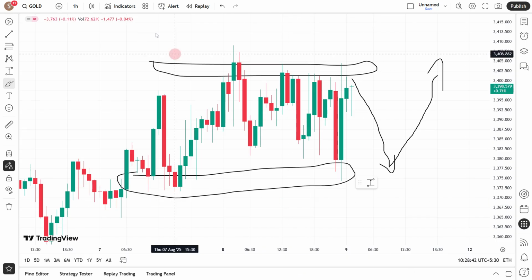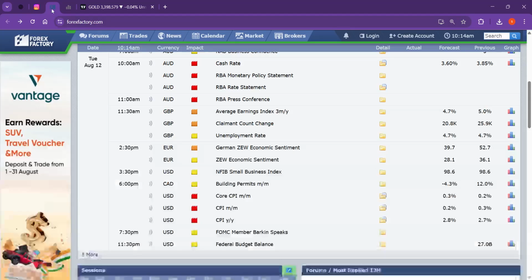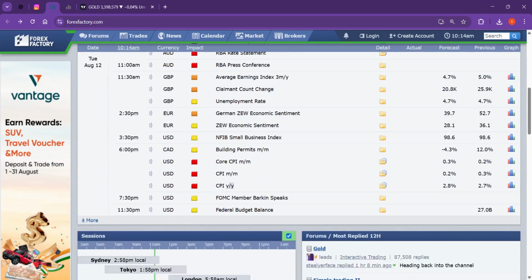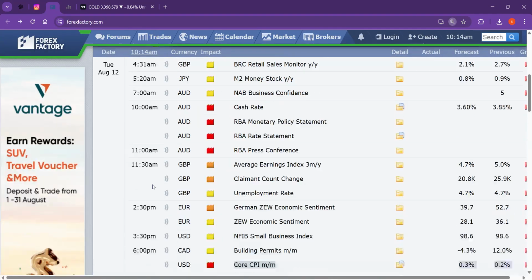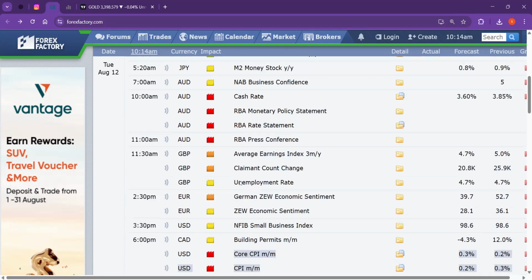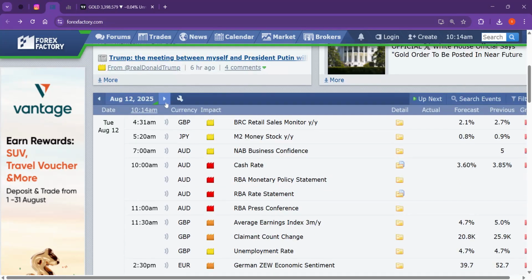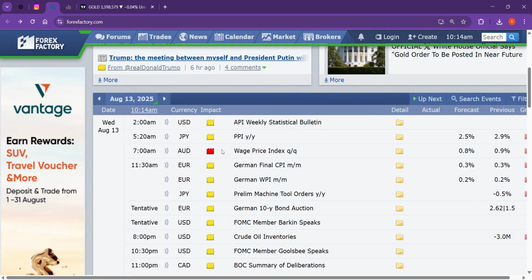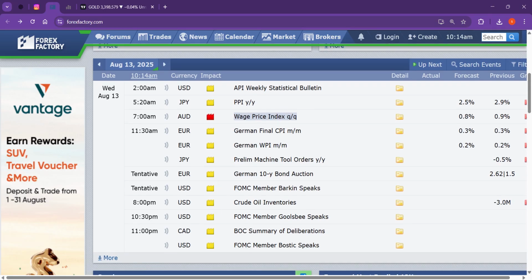Now if we talk about the particular data, which is the most important data, CPI data is about to come on 12th of August, and there is heavy, high impact data coming in the next week. So the market will be driven by data and news only. So you have to take positions according to your risk appetite. Now on August 13, we have the wage price index in Australian dollar, and then we have the crude oil inventory.